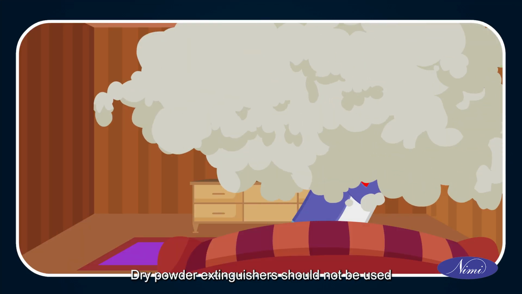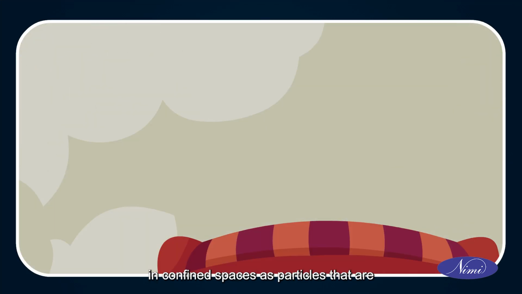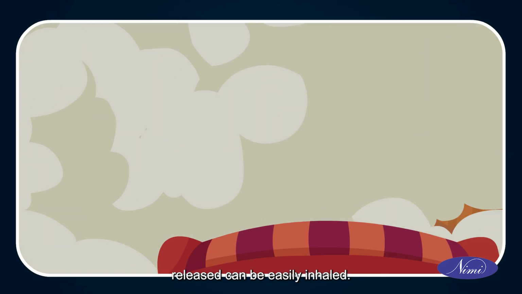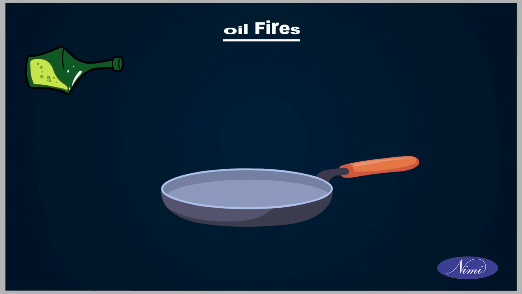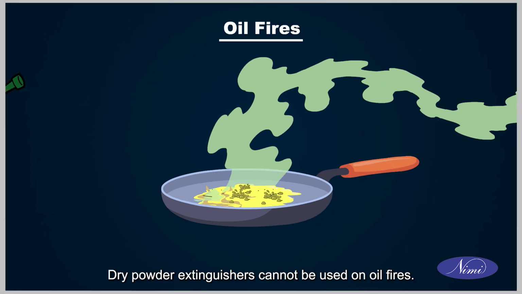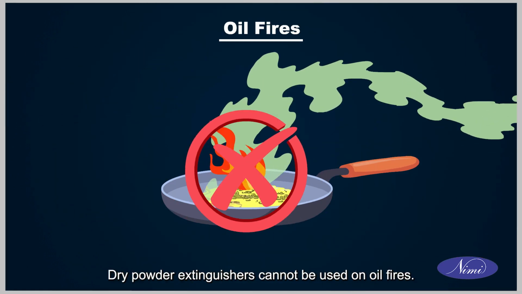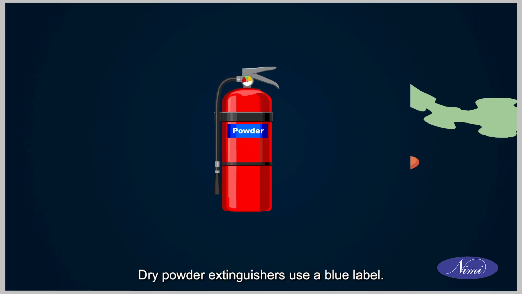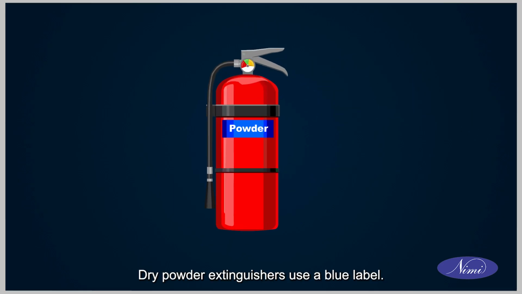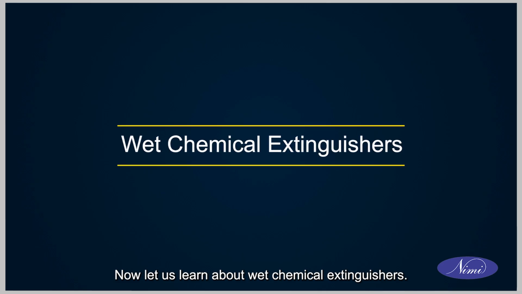Dry powder extinguishers should not be used in confined spaces, as particles that are released can be easily inhaled. Dry powder extinguishers cannot be used on oil fires. Dry powder extinguishers use a blue label. Now let us learn about wet chemical extinguishers.